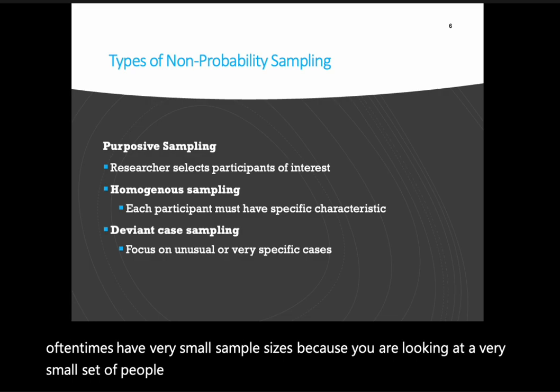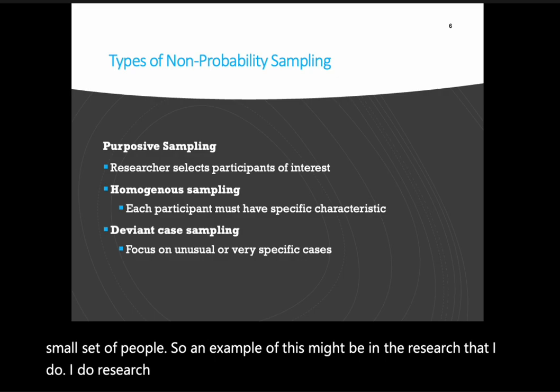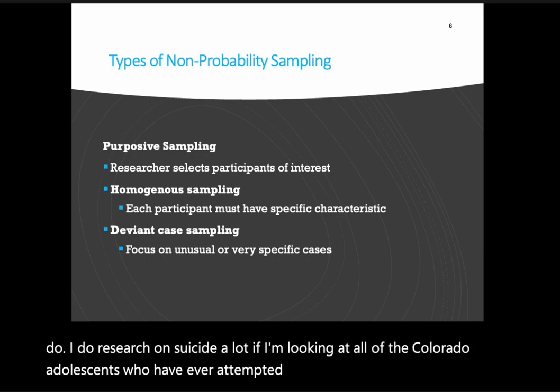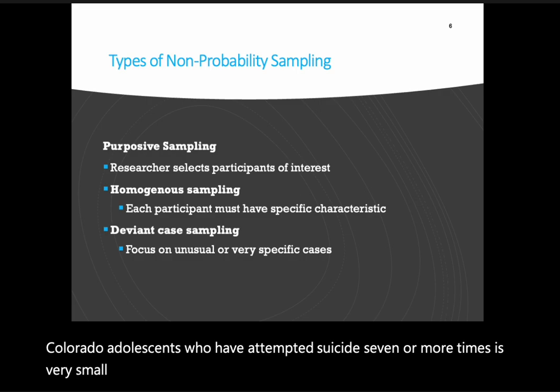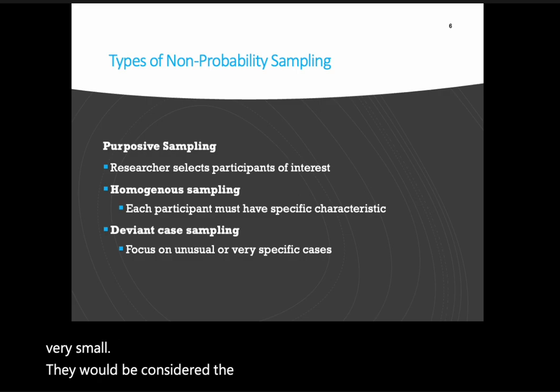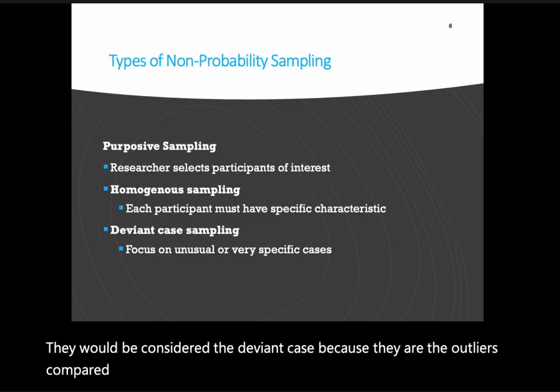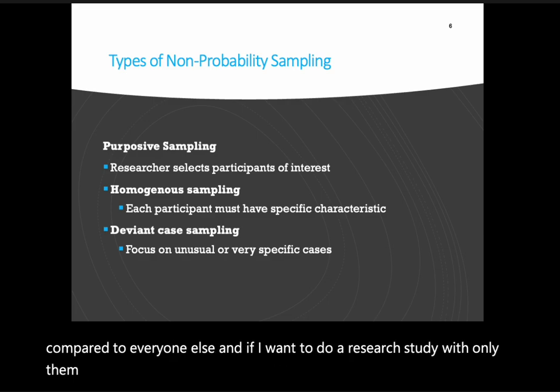So an example of this might be in the research that I do. I research suicide a lot. If I'm looking at all of the Colorado adolescents who have ever attempted suicide, the number who have attempted suicide 7 or more times is very small. They would be considered the deviant case because they are the outliers compared to everyone else. And if I want to do a research study with only them, I would have to use deviant case sampling.